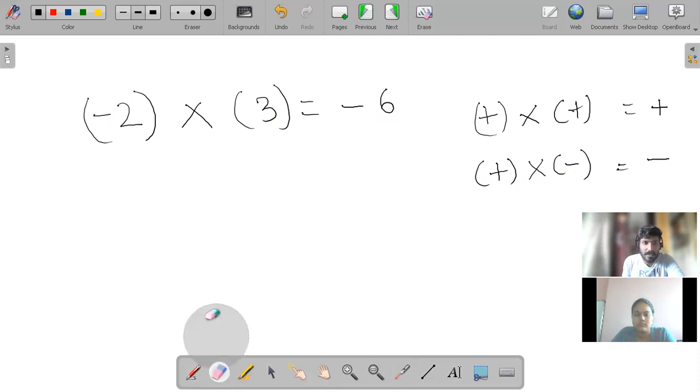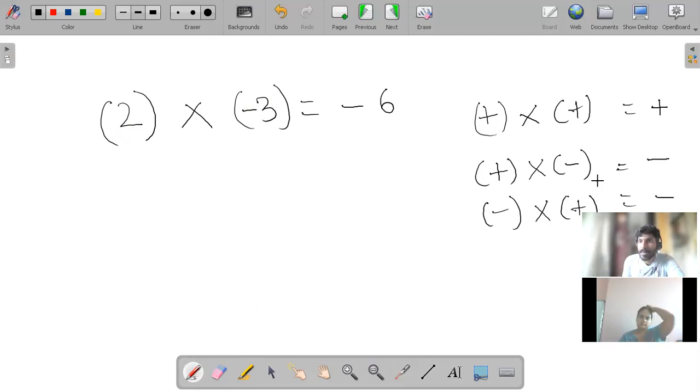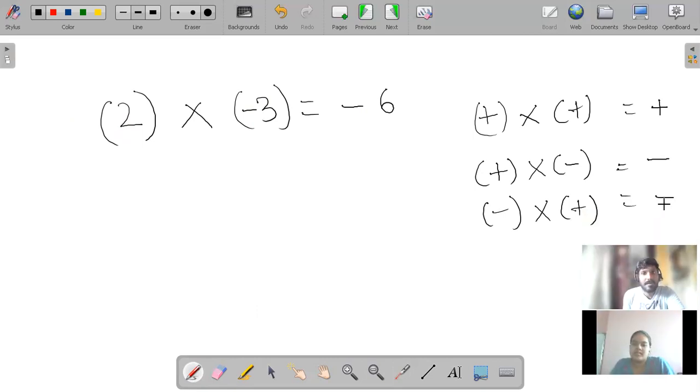Similarly, if this would have been like this, suppose a positive number, then it would be minus 6. Then also minus: a positive number multiplied by a negative number. So if plus into minus and minus into plus, both of them are negative. Clear? Remember this.